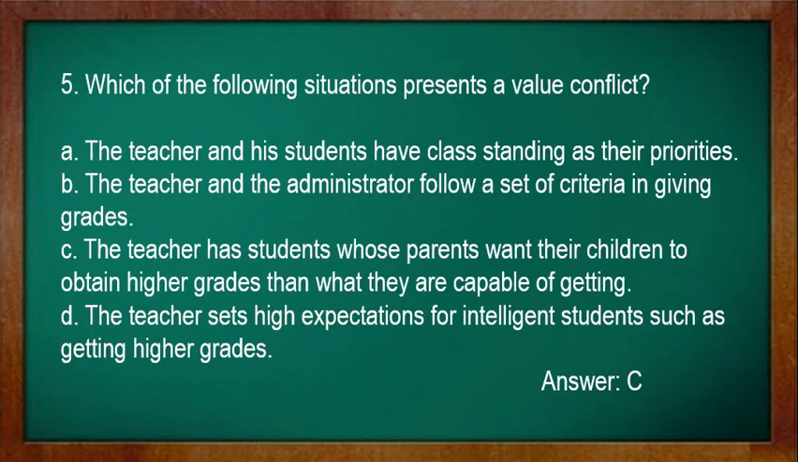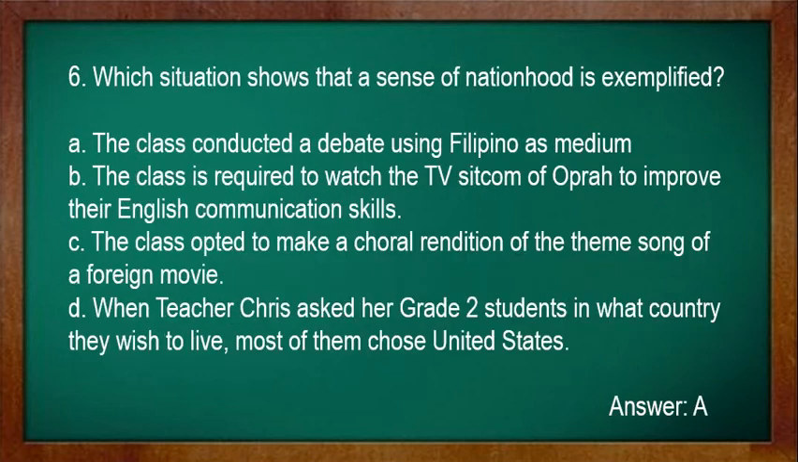Number 5. Which of the following situations presents a value conflict? A. The teacher and his students have class standing as their priorities. B. The teacher and the administrator follow a set of criteria in giving grades. C. The teacher has students whose parents want their children to obtain higher grades than what they are capable of getting. D. The teacher sets high expectations for intelligent students such as getting higher grades. Answer, C.